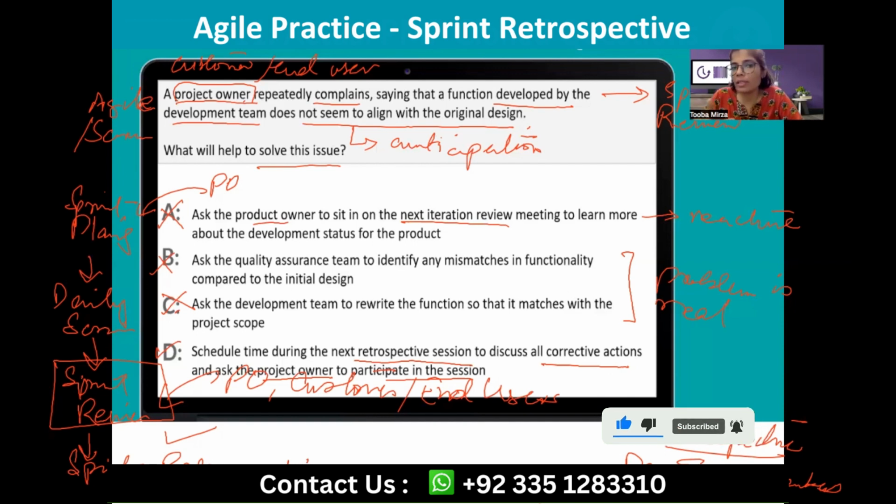So how did I say that this is the sprint review? Because they are saying that the product owner is complaining about the developed functionality. So where would the product owner be sitting, as a mandatory member? Either in the sprint planning or in the sprint review. It's not really about planning, because it's about reviewing the developed functionality. So it means it's the review.